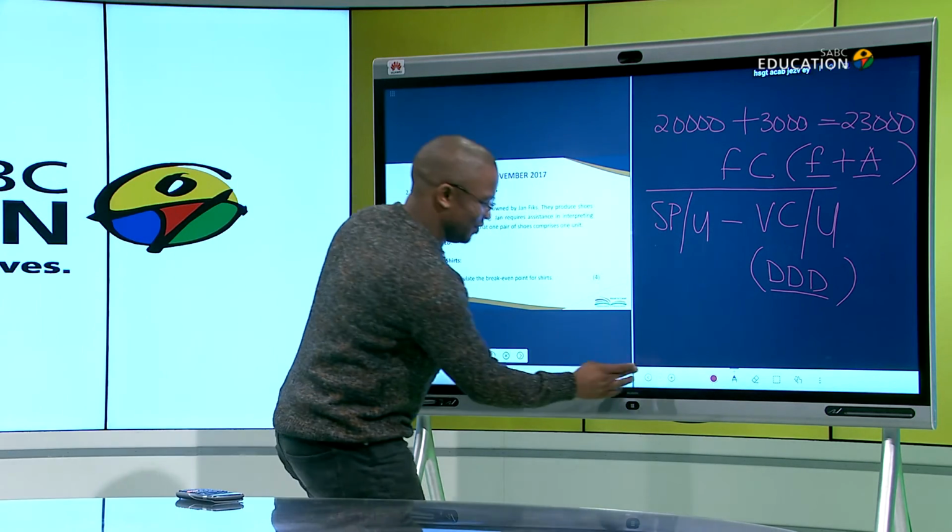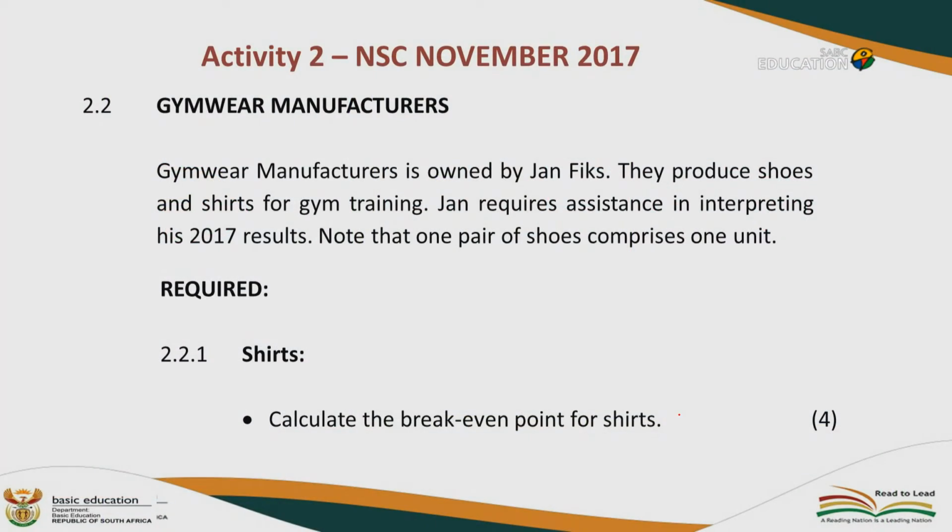Let's go to an activity then. This activity was taken from NSC November 2017. They say Gymwear Manufacturers is owned by Jan. They produce shoes and shirts. It's very important, remember, my dear learners, to know what you are producing. They produce shoes and shirts for gym training.